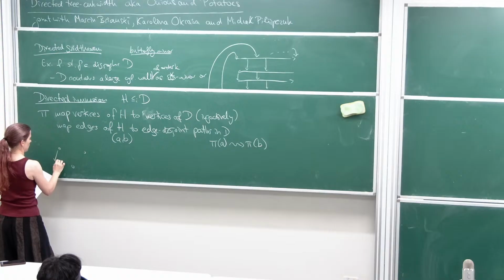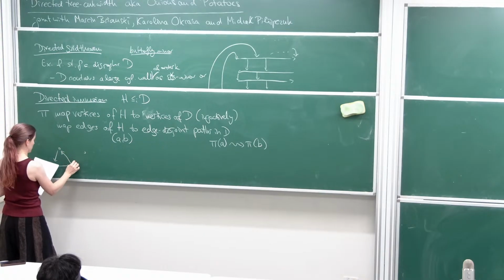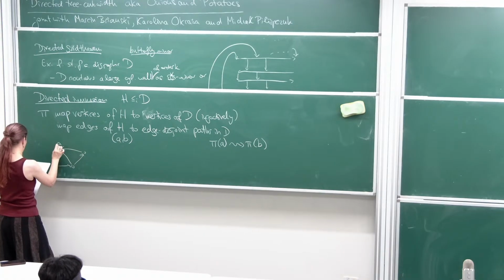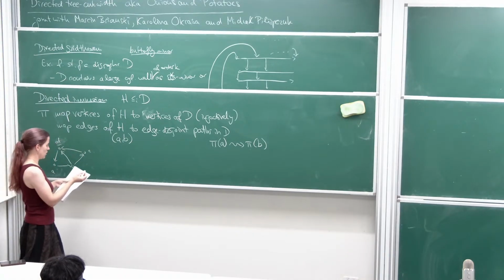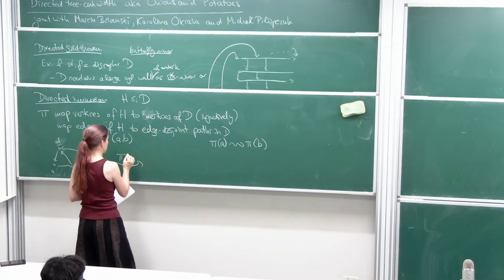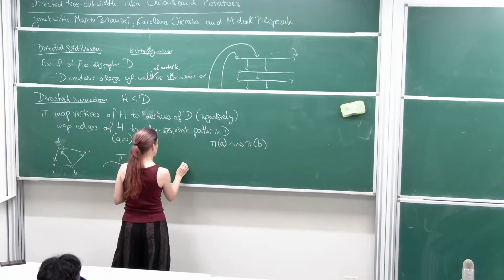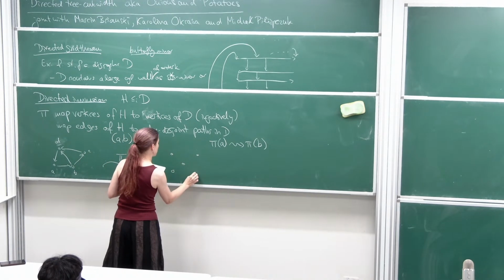As an example, if I look at this graph here with vertices A, B, C, D, I can now map this as an immersion into the following graph.